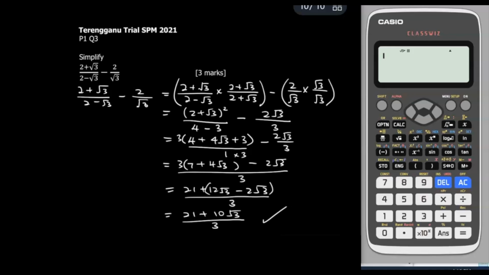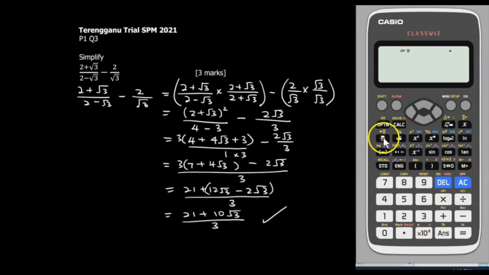Now I'm going to show you how to use the Casio ClassWiz calculator to get your answer. So first you press the fraction button. So 2 plus surd 3, then the bottom one will be 2 minus surd 3. You go to the right. Then you minus, fraction again, so this is 2 over surd 3. Press right, then you get the answer, 21 plus 10 surd 3 over 3. And that's the answer.